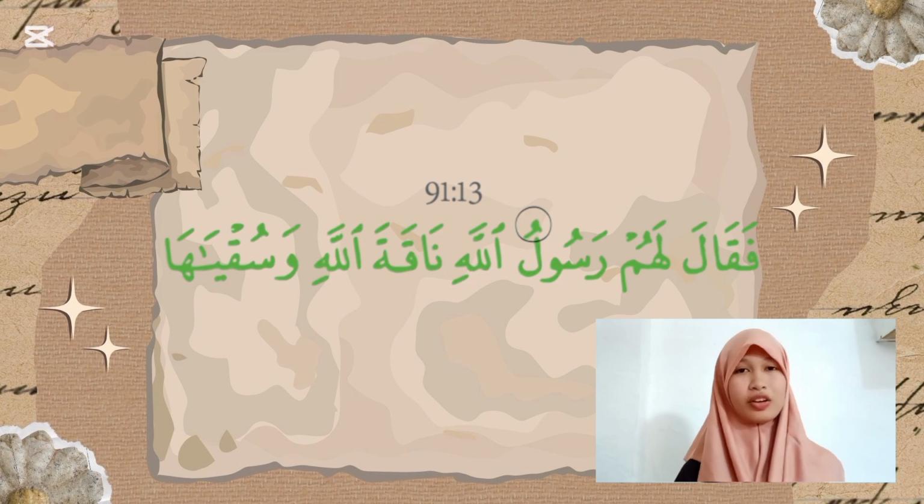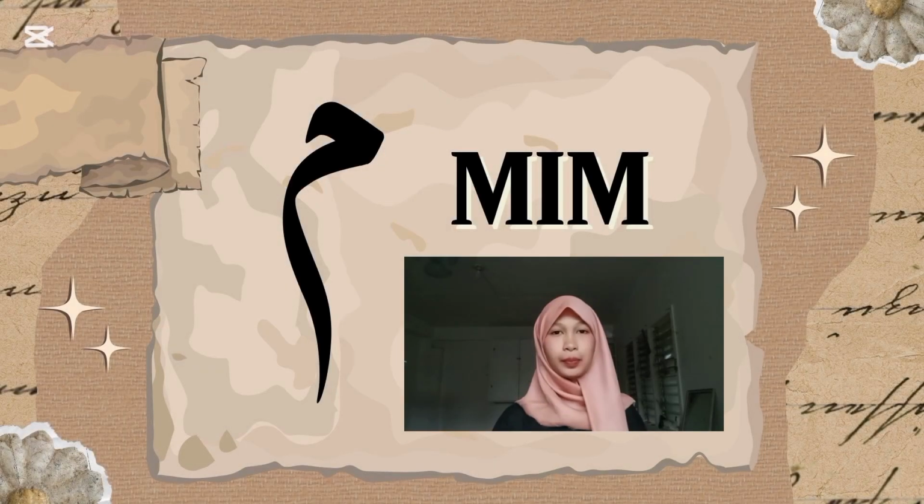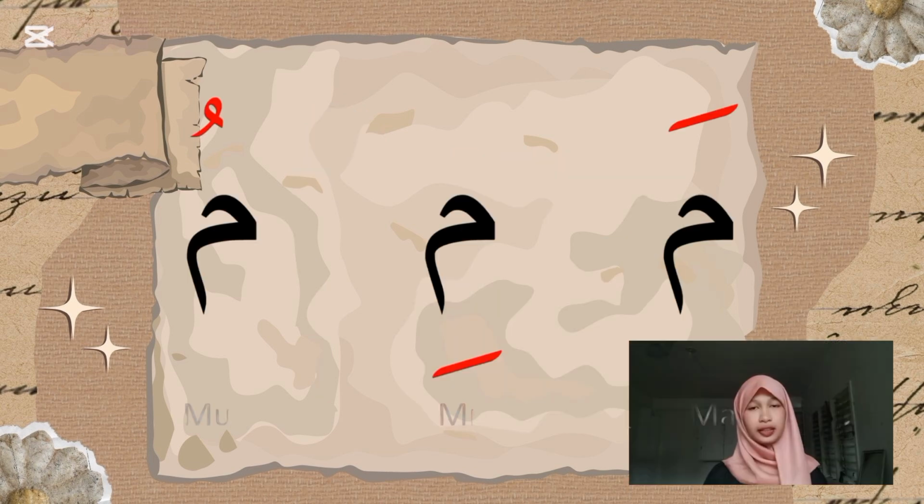For example, Rasulullah. Mim. Mim is pronounced similarly to the English M but with a more emphatic and prolonged sound. Imagine the M in mother and moon. To achieve this sound, bring your lips together and release air while vibrating your vocal cords. Practice it with different short vowels. For example, with fatha, it will be ma, with kasra, mi, and with dhamma, mu.